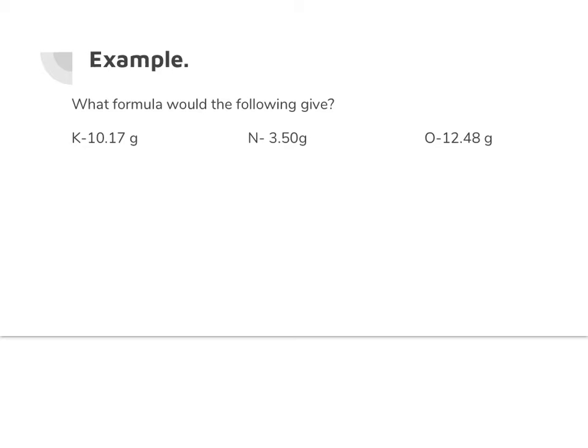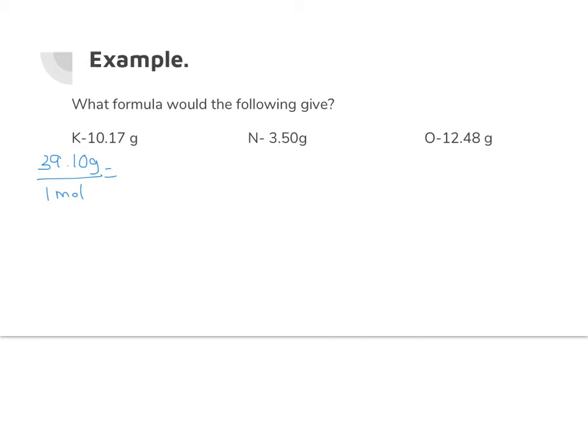So let's say that we want to determine the empirical formula for a compound that is made up of 10.17 grams of potassium, 3.50 grams of nitrogen, and 12.48 grams of oxygen. As we said, the first thing we need to do is convert each of these to moles. In order to convert these to moles, we first have to determine the molar mass for each of these elements. If we start with the potassium and use our periodic table, we can see that the molar mass of potassium is 39.10 grams per 1 mole of potassium.